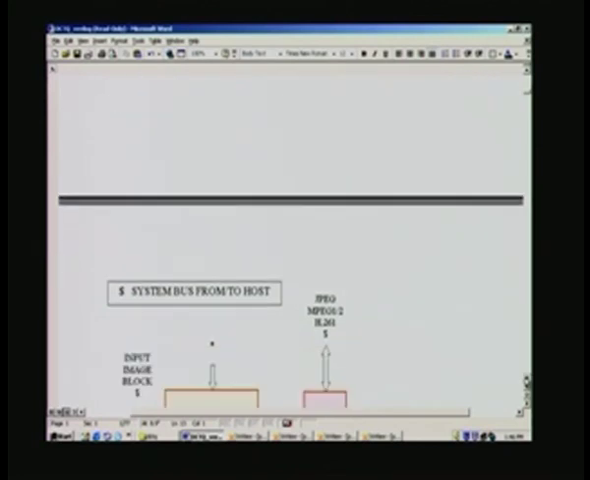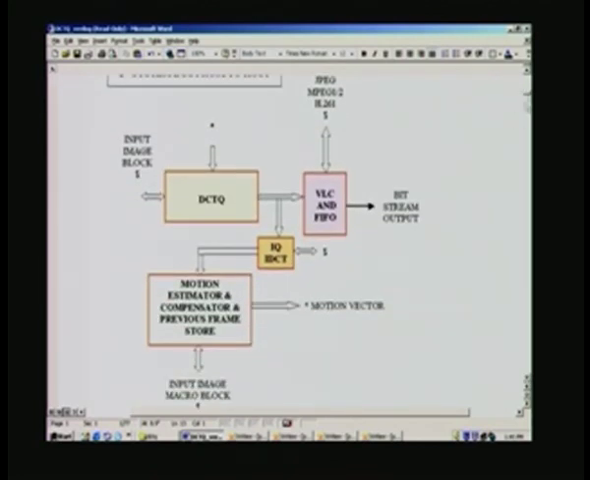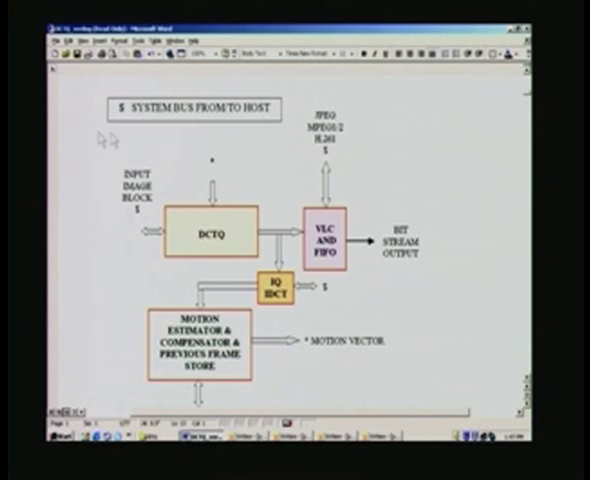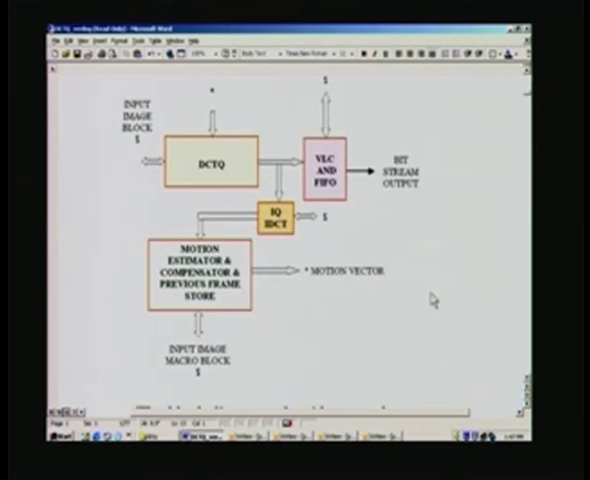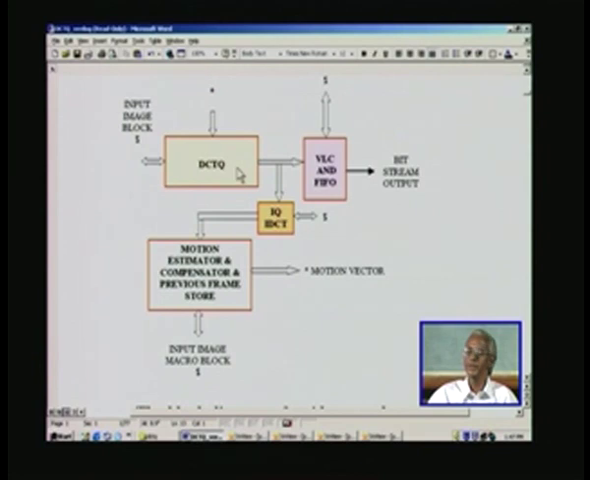So, a typical video encoder will be like this, and these are all the signals pertaining to the system bus from or to host. What we are going to do is design IP cores for DCTQ and IQ, IDCT and so on, although we are going to see only the design of DCTQ here, and this is the total picture of a video encoder.